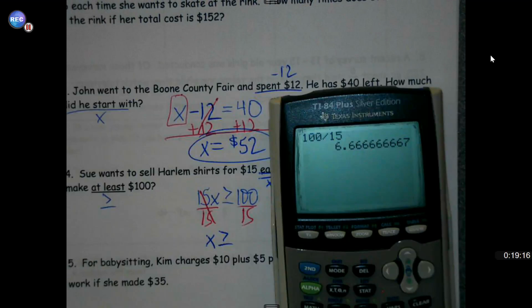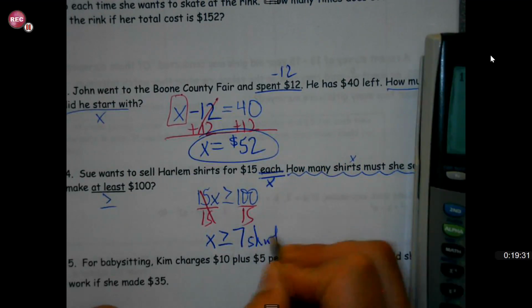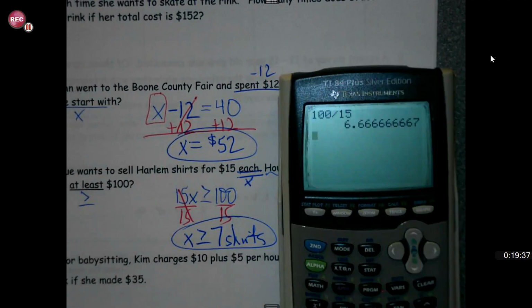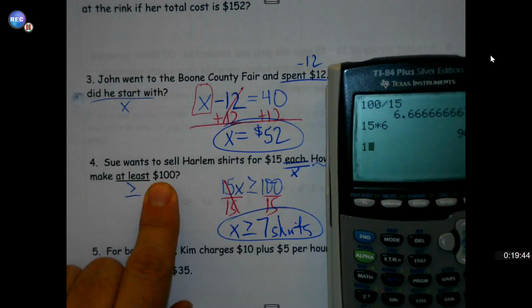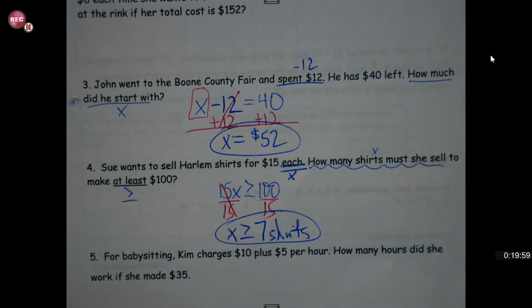So here's the question. Do I have to sell at least 6 shirts, or do I have to sell at least 7? I agree. I have to sell at least 7. Now, does that mean every time there's a decimal I have to round up? No, but here, if I'd only sold 6 shirts, I'd only get $90. I need at least 100. If I sell 7, I'm over 100. So if you're not sure, we can test it out to check. But mainly on those, if in doubt, round up.